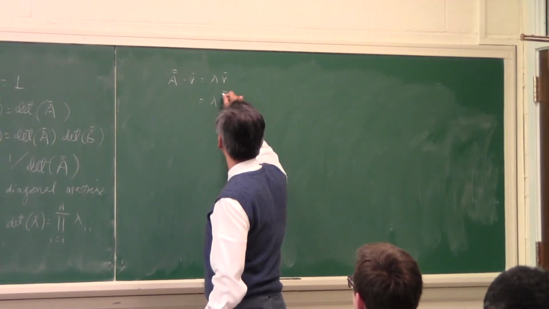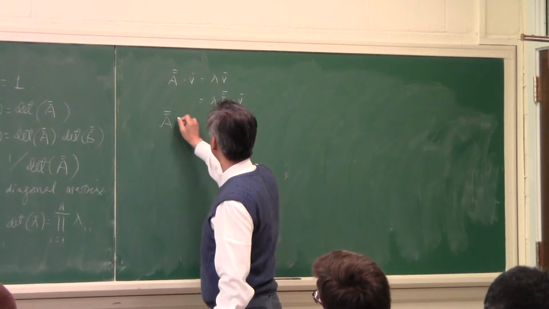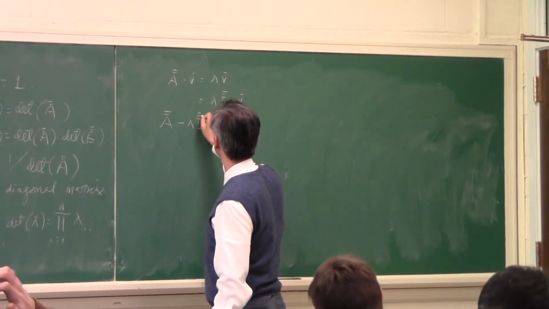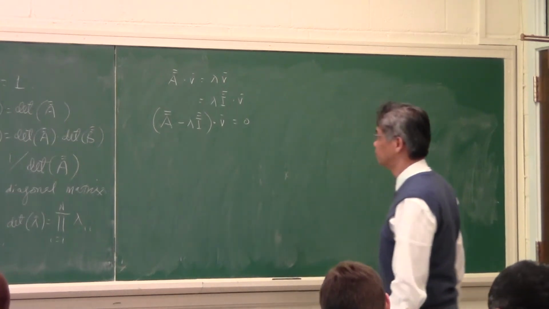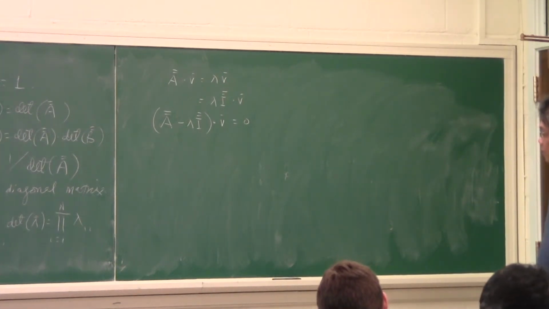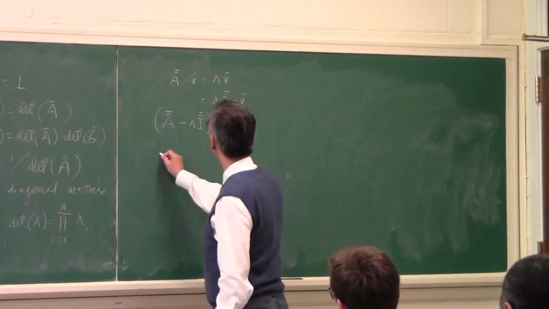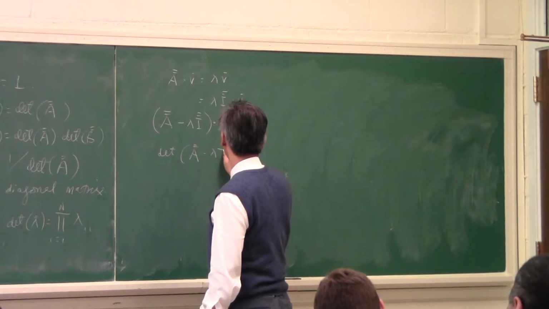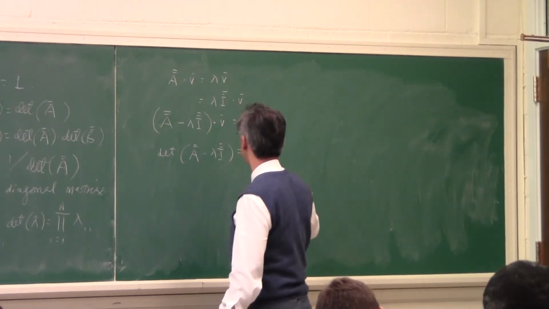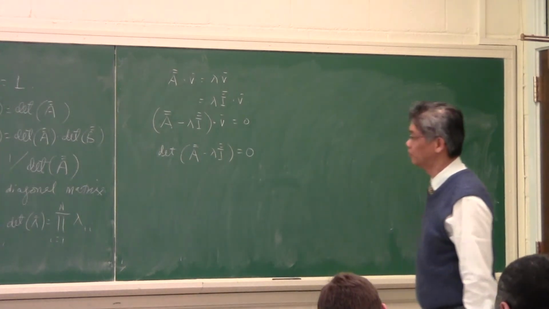This is only possible if this is true. I can replace the right-hand side with this thing, and then I can say that if the above is true, then this must be true. And this is true only if the determinant of this is equal to 0. The determinant of this is equal to 0.